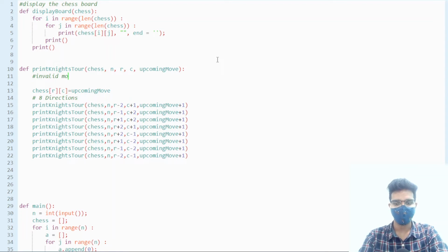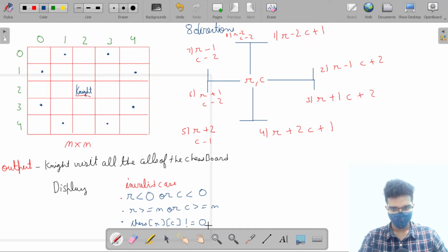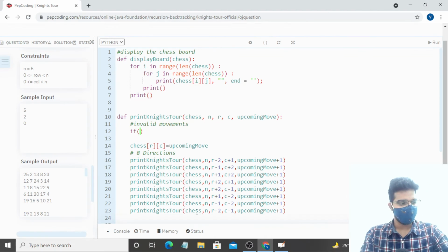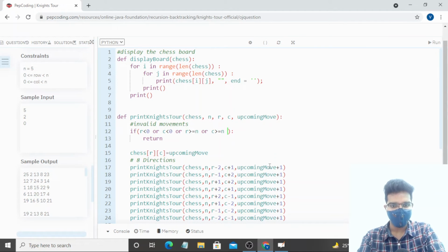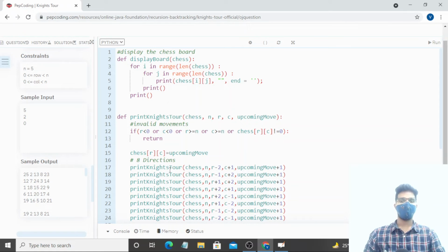Now let's talk about the invalid movement. What is not allowed? If our row gets negative, column gets negative, if we get out of the matrix. So let's code it: if our row is less than 0, or our column is less than 0, or our row is greater than or equal to n, or column is greater than or equal to n, we simply return. One more necessary condition: we have already visited. If chess at row and column is something other than 0, that means we have visited it, so we simply return. So we took care of the invalid calls.